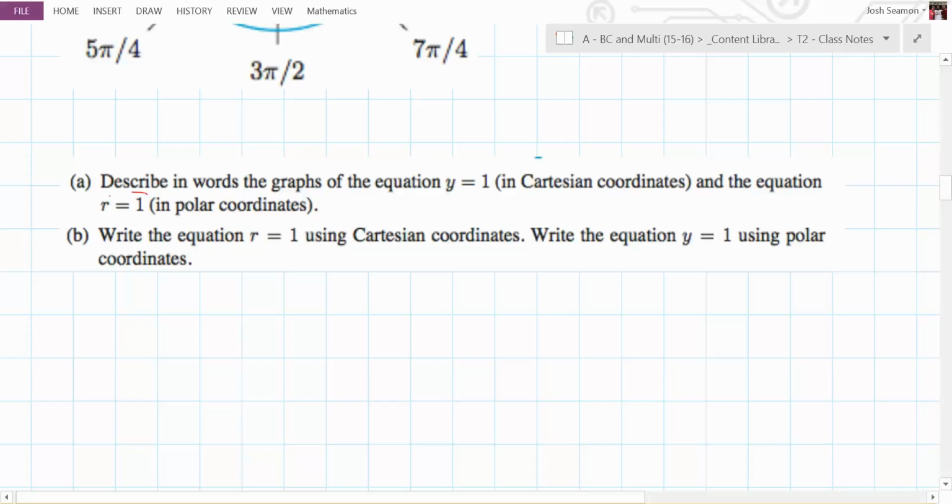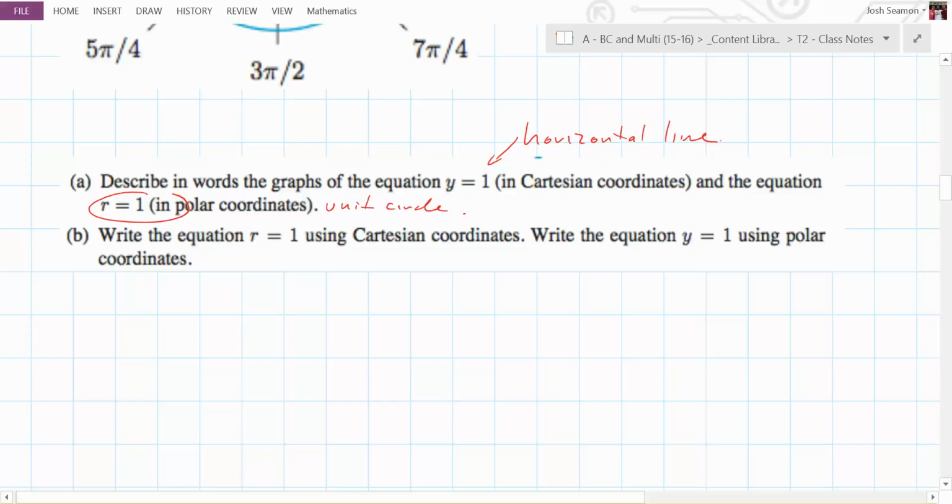Okay. So this is the unit circle. So y equals 1. We know what y equals 1 is. What is y equals 1? It's a line. What type of line? All lines are straight. You could draw it with a ruler. It's a horizontal line. Yeah, horizontal line.